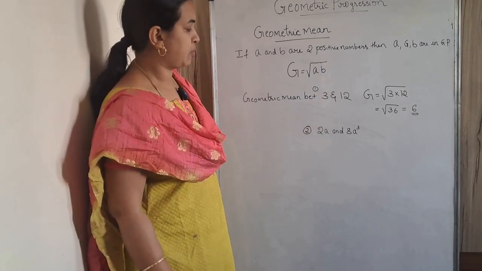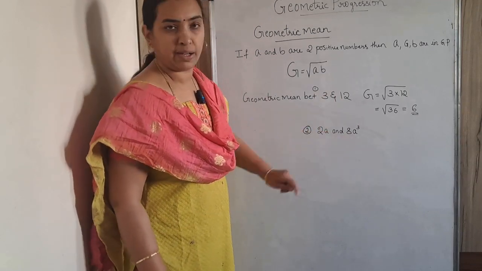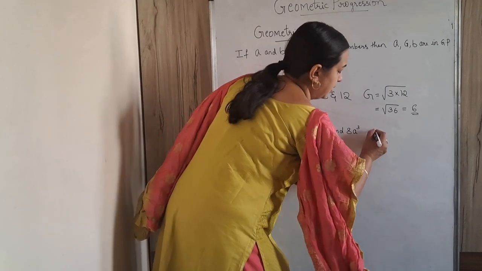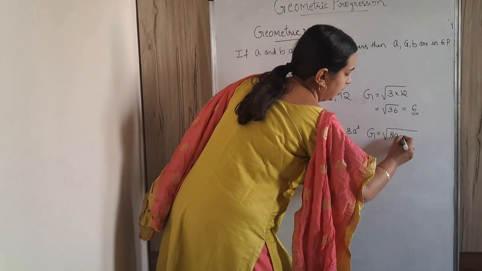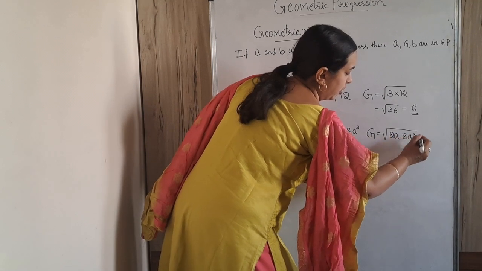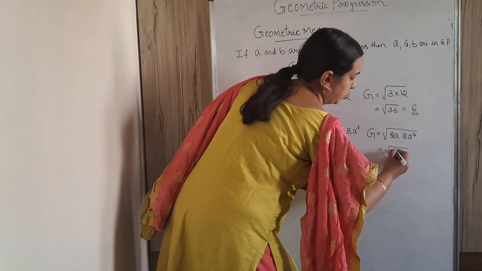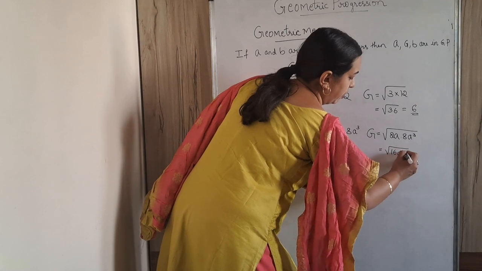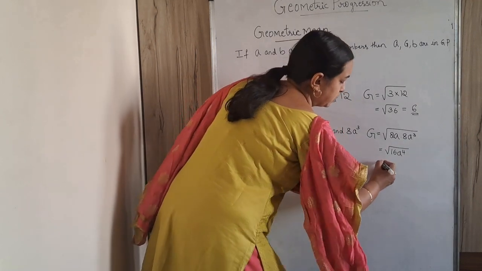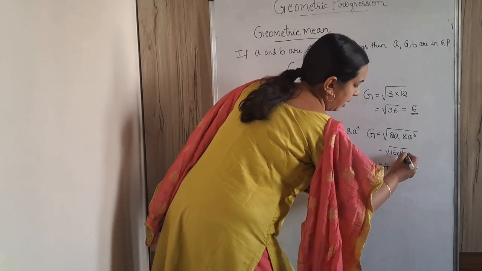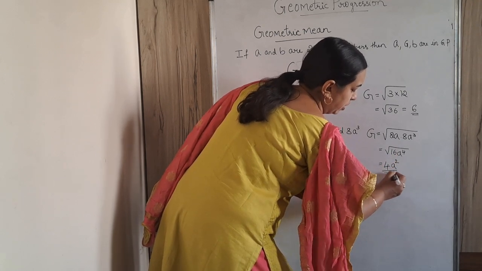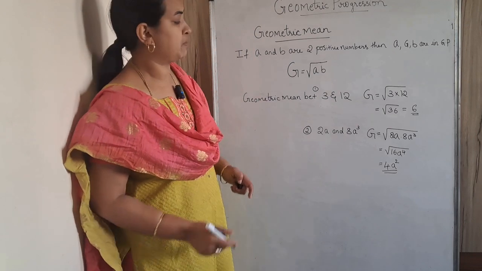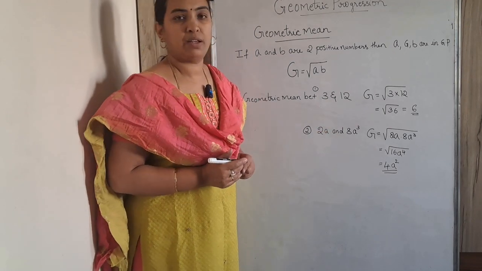Similarly, you find the geometric mean between 2a and 8a cube. So G is equal to root of 2a into 8a cube. This will become root of 16 a power 4. Root 16 is 4 and a power 4 becomes a square when it comes out of the root. So this will be the geometric mean between 2a and 8a cube.